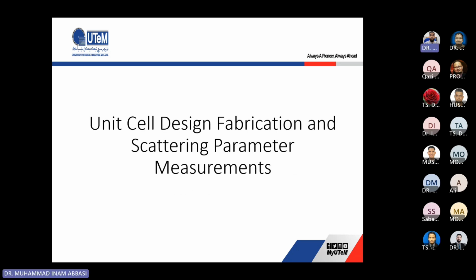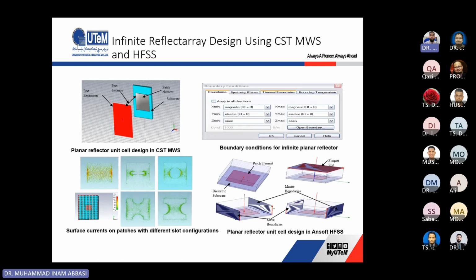Okay, so coming to the unit cell design, just sharing some of the fabrication and scattering parameter measurement that we had done for our unit cell. So we start with the simulations. This is for CST and this is showing the HFSS. So we design different types of elements as shown here: rectangular patches with slots, with circular slots and different types of slots.